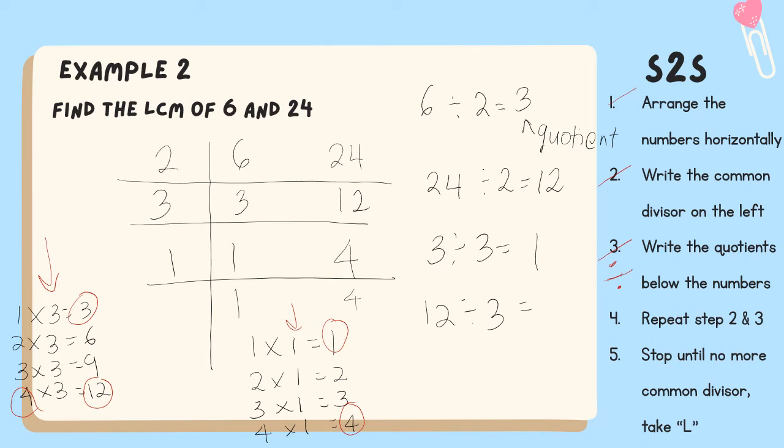It's the same thing all over again, which means you're going to repeat and repeat and it's never ending. It's all going to be 1, 1, 1 on the left hand side. So you can stop because there are no more common divisors except for 1.